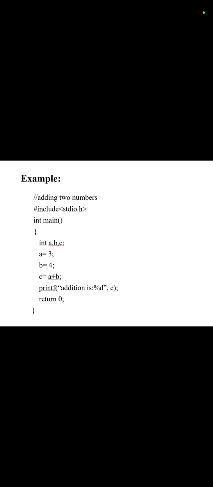Now consider this example. In this program, the first line, double slash adding two numbers, is the document section and this line is the comment line, which means the compiler ignores this line during the execution. Usually, we are writing comment lines to describe what the program is doing. Here, the comment tells us this program is used to add two numbers.